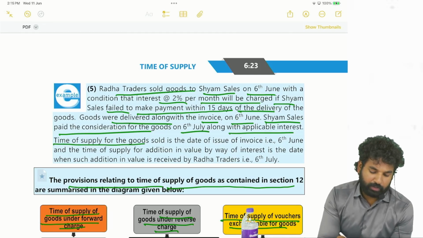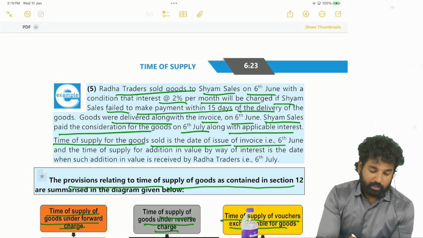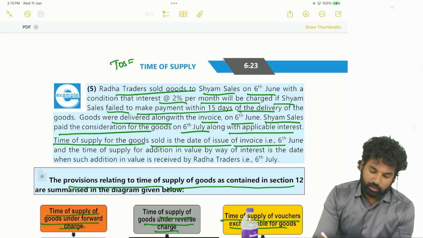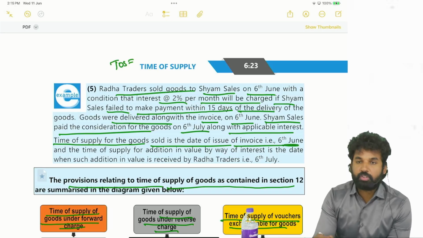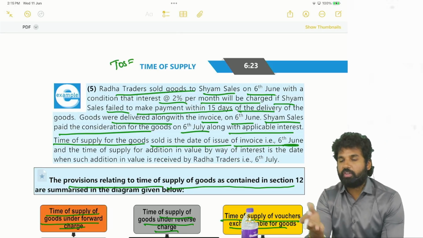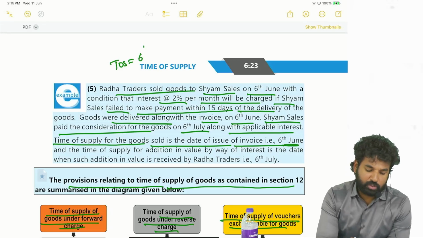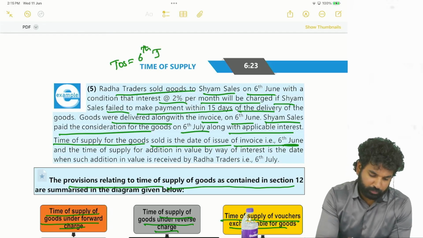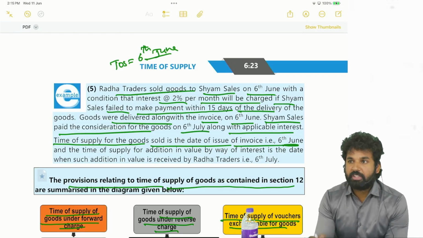So time of supply for the goods sold is the date of issue of invoice. So for supply of goods, time of supply will be 6th June. Due date of invoice or date of invoice, whichever is earlier. So both are same here. So that's why time of supply is 6th June. Now, with respect to the addition in the value, addition means interest.